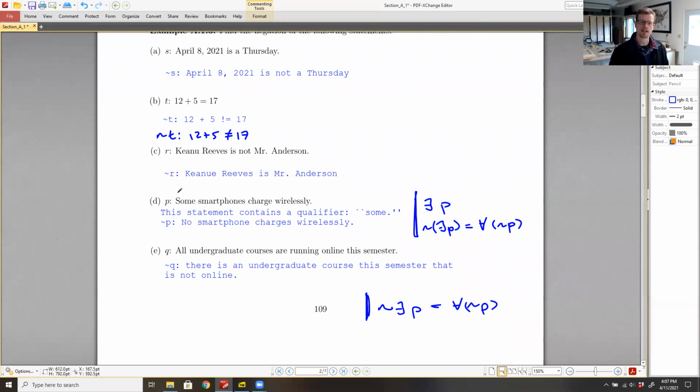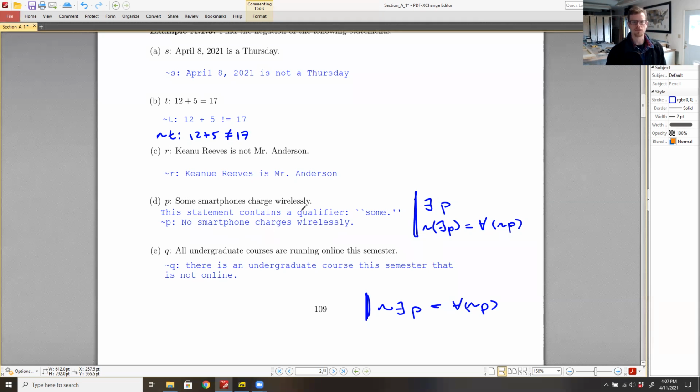But we want to understand that the qualifiers have to be dealt with appropriately. If this statement were simply smartphones charge wirelessly, the negation would be smartphones do not charge wirelessly. Okay, and if I didn't want to have a qualifier here, it would be undergraduate courses are running online this semester, and the negation would be undergraduate courses are not running online this semester. So by adding that qualifier, I'm just swapping the qualifier before I negate that statement.